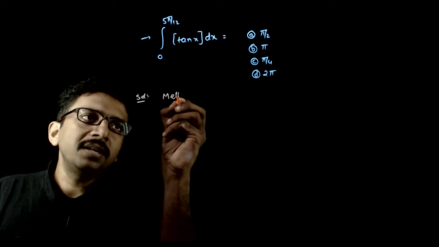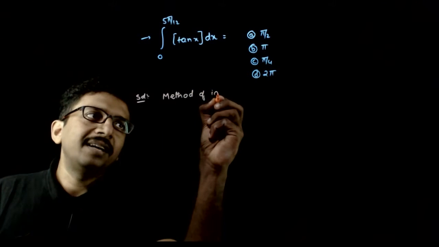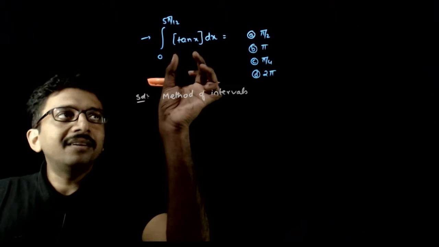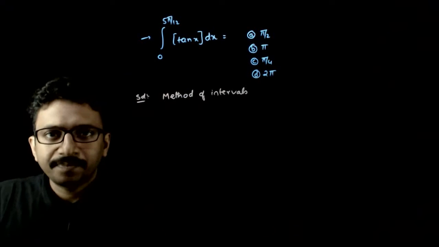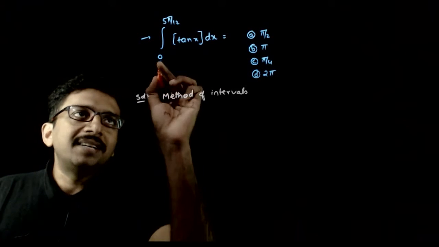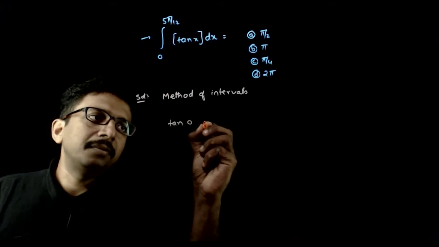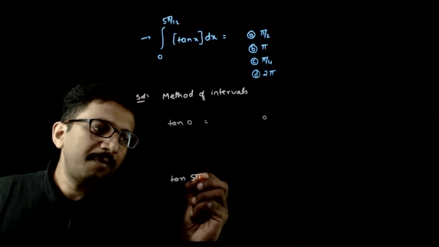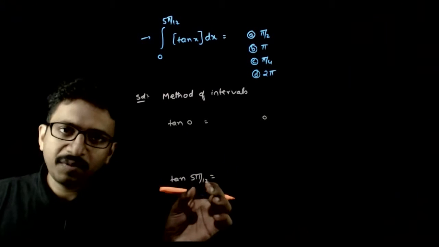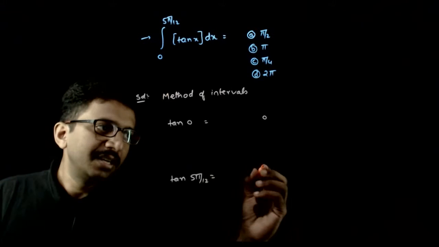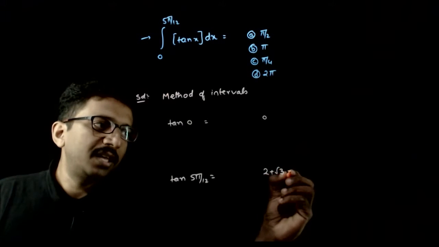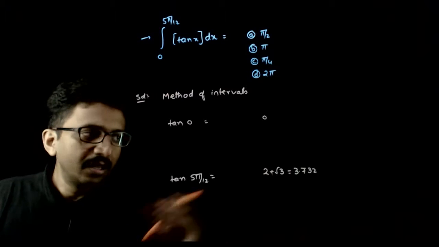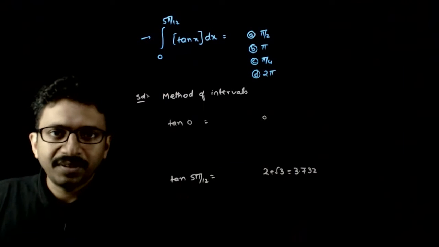We do this using the method of intervals. You have to split this function depending on the values that tan x takes. We know that tan 0 is equal to 0, and tan 5π/12 is nothing but tan of 75 degrees, which is equal to 2 plus root 3, that is approximately 3.732. 2 plus 1.732 is 3.732.